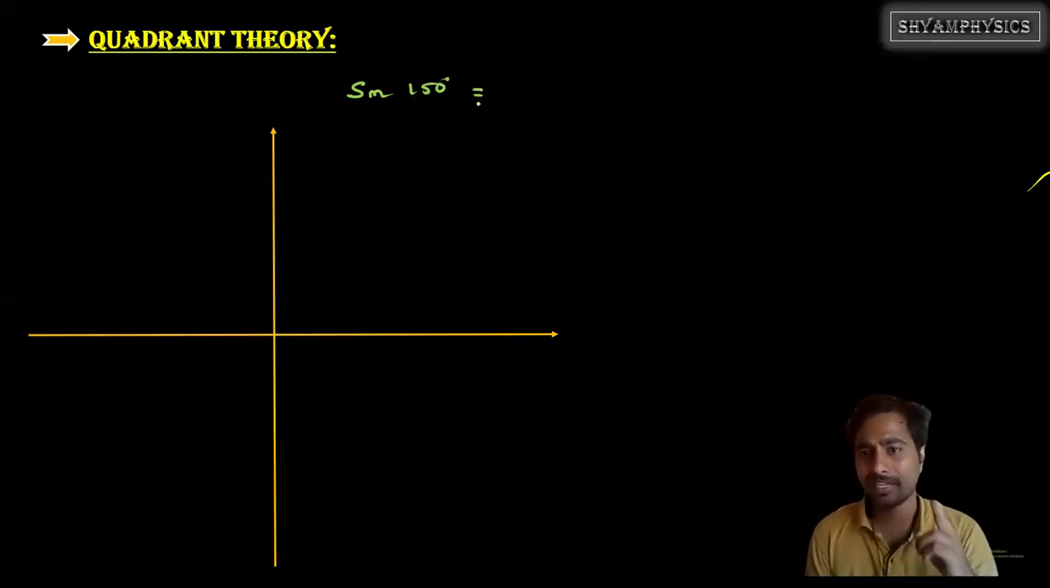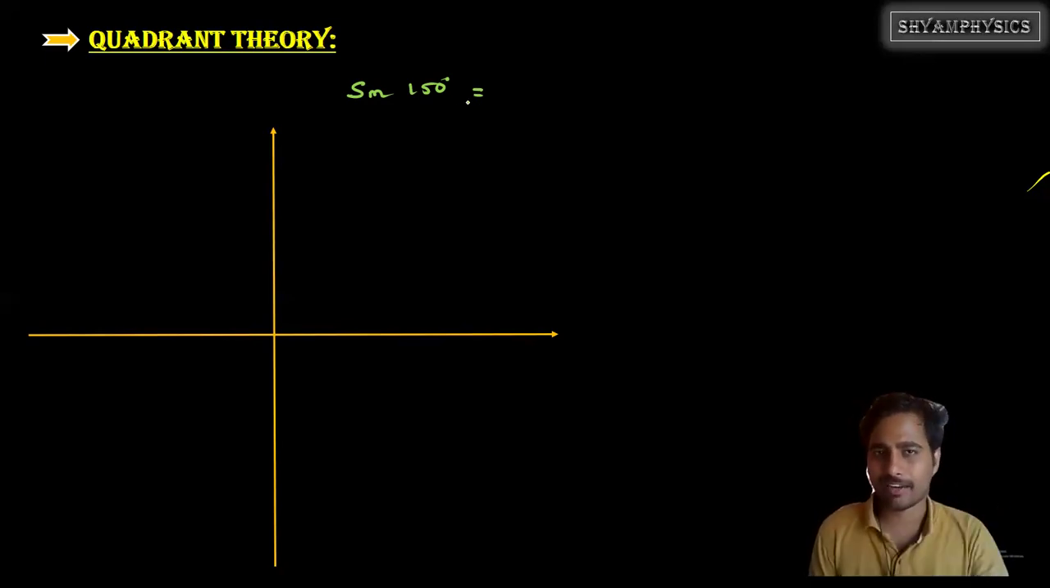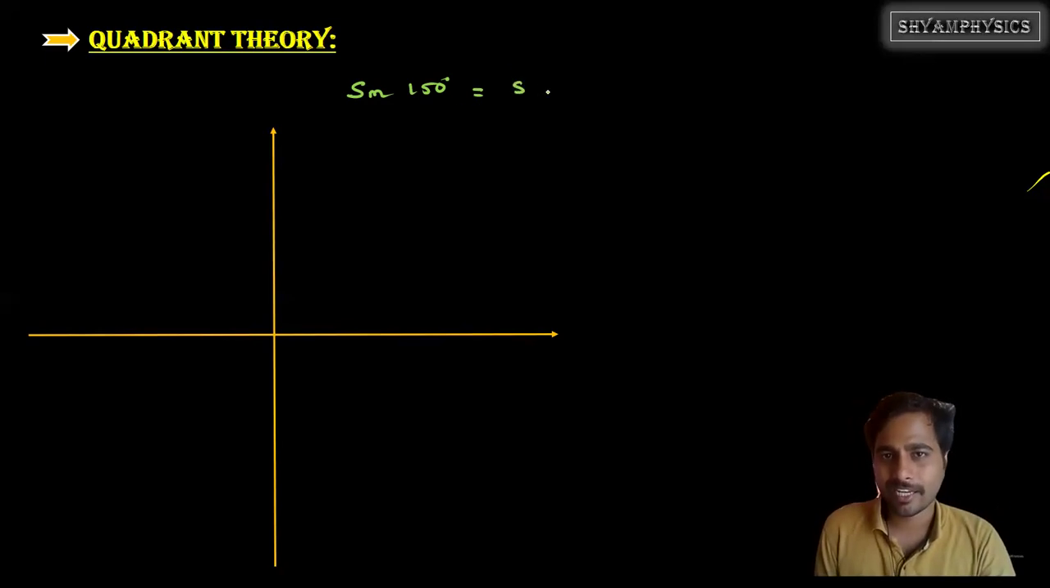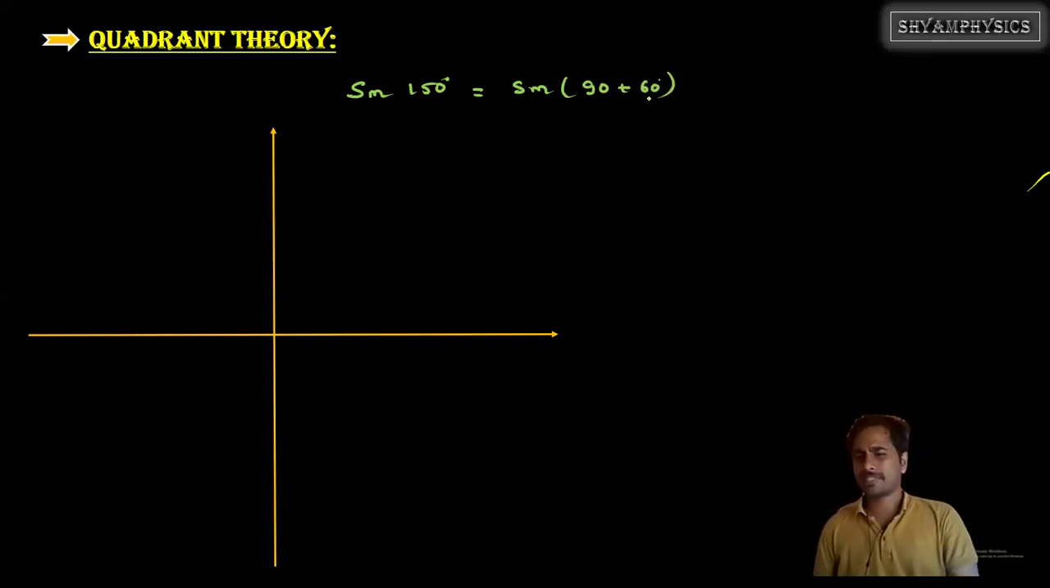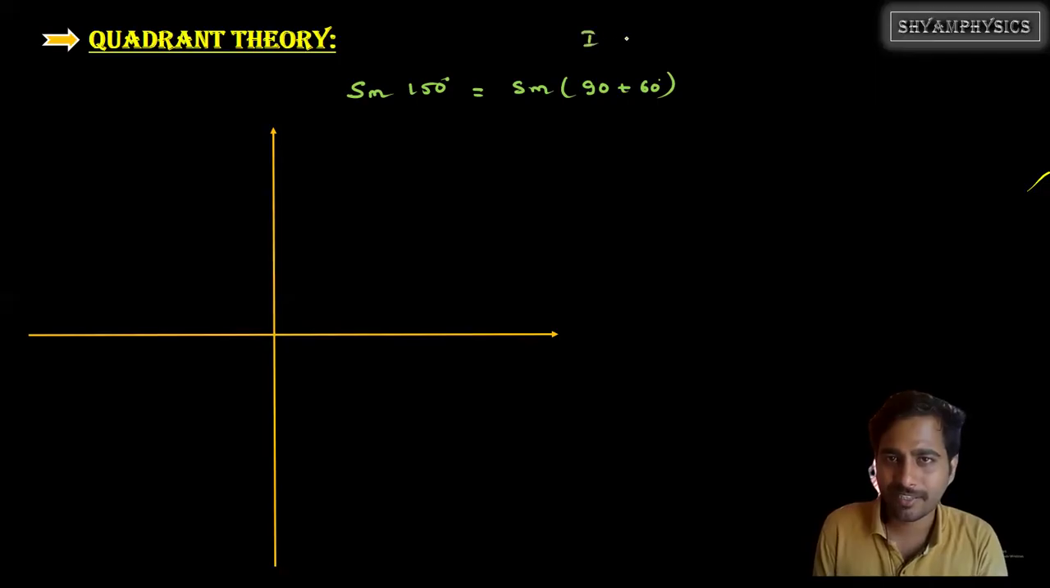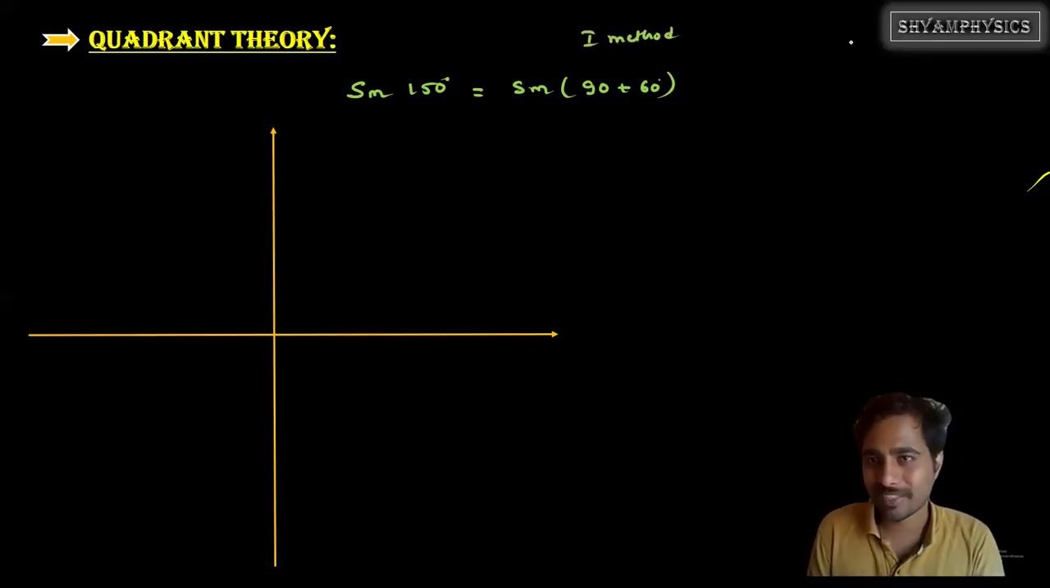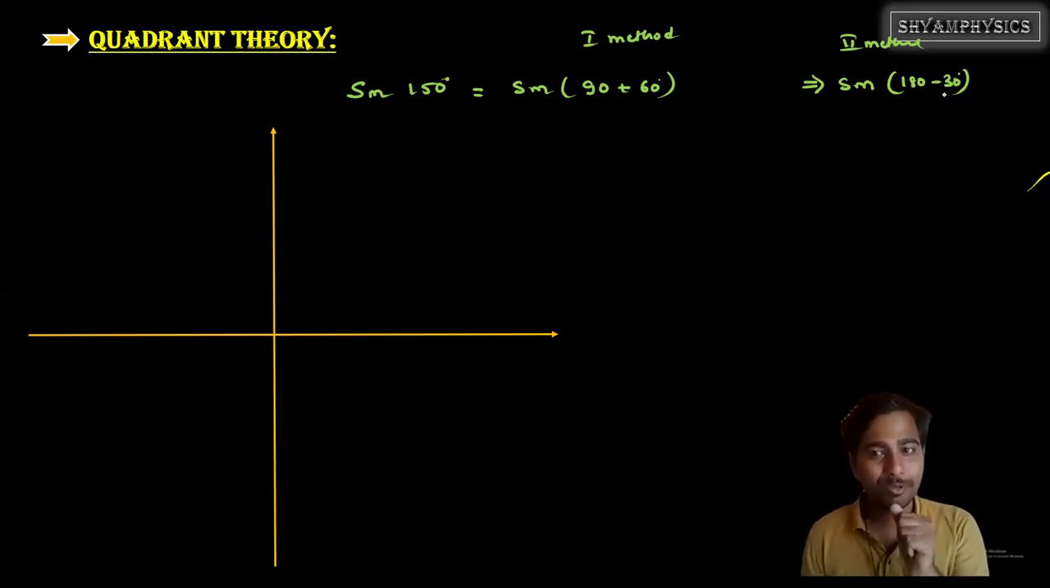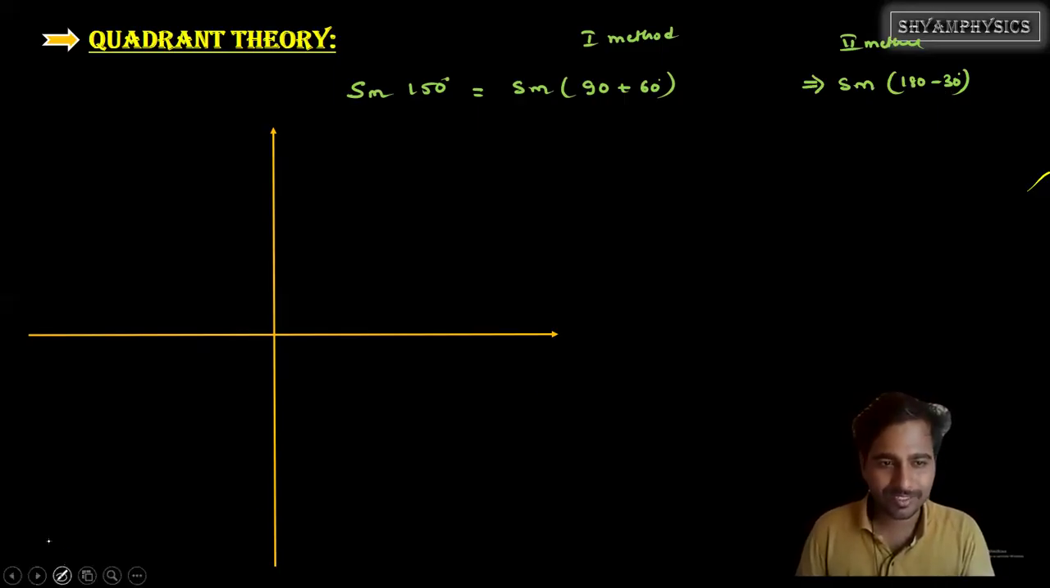Sir, actually we can write this one in two ways, and we'll calculate in both. One is sine of 90 degree plus 60 degree. 90 plus 60 is 150 only, right? Okay, this is the first method. Now we have one more method also. What is that second method? It's simple. This sine 150 can also be written as sine of 180 minus 30. If both answers are correct, then only we can accept this theory. Otherwise, no quadrant theory. Correct now?